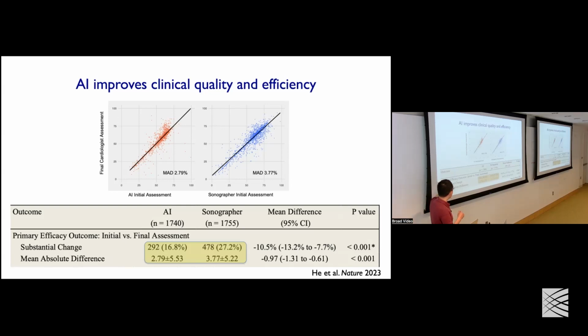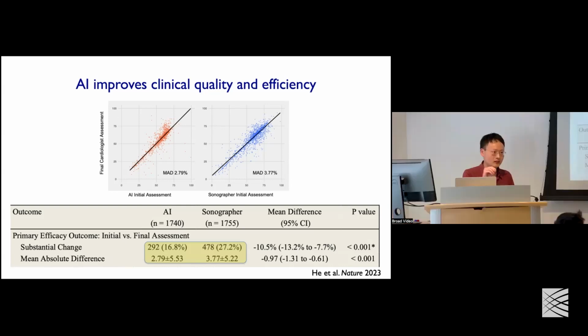In particular, if we look at the number of cases where the cardiologist has significant disagreements with the initial readouts, with the AI arm it's about 17% of the time, whereas the human sonographer arm is closer to 30% of the time. These significant disagreements are the ones that involve the most time, because in these cases the cardiologists often have to redo the tracings and redo the assessment.